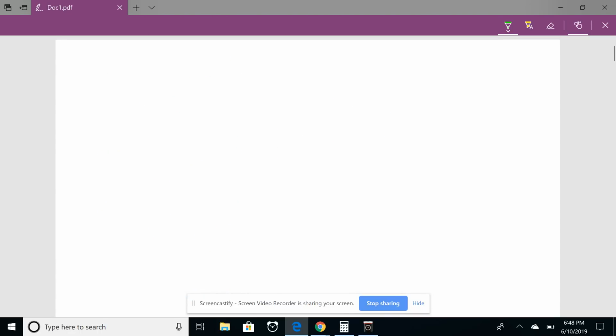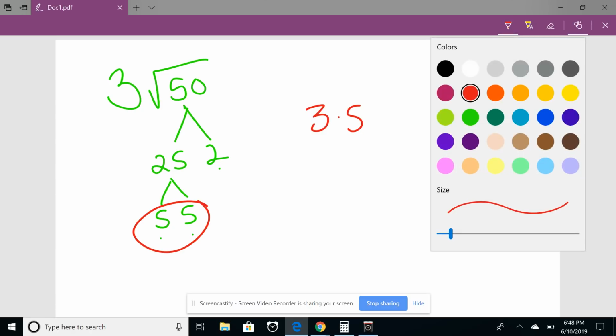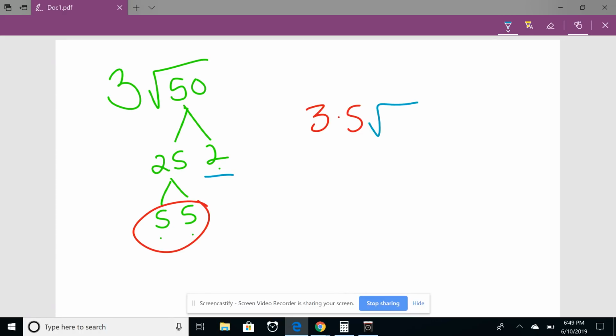Now, say you have a number on the outside. For example, 3 times the square root of 50. Still going to break 50 down to 25 and 2, and then 5 and 5. I'm going to pull out the pair. That 5 also goes on the outside with the 3. So it's 3 times 5, and then whatever's not taken off stays inside the radical. Radical 2, and we get 15 radical 2 is my simplified square root.